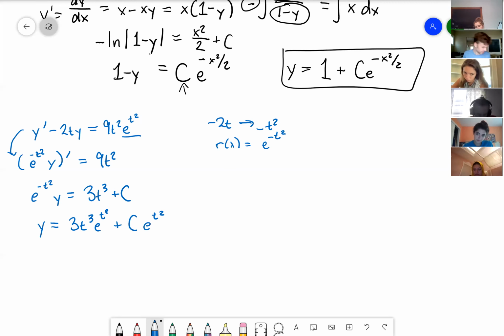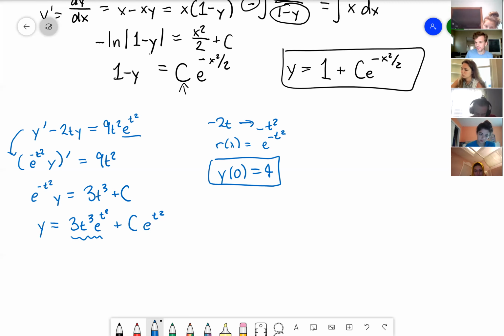Should have left this as an example for everyone. Oh, there was an initial condition on this too. Well, that's okay. y of 0 is equal to 4 was our initial condition. So if I plug that in, t equal to 0 makes this part 0, makes this part 1. And so we just get c is equal to 4. So y is 3t cubed e to the t squared plus 4e to the t squared.